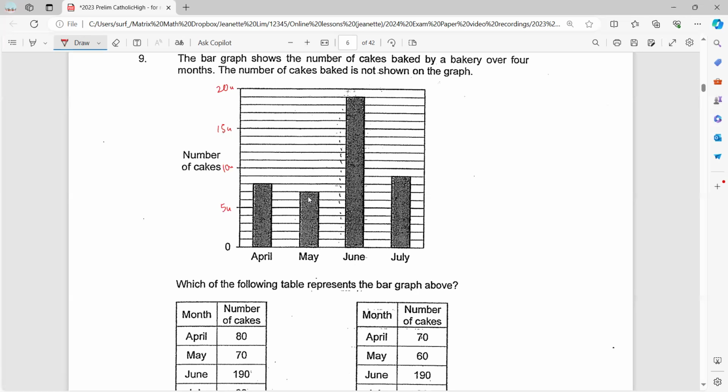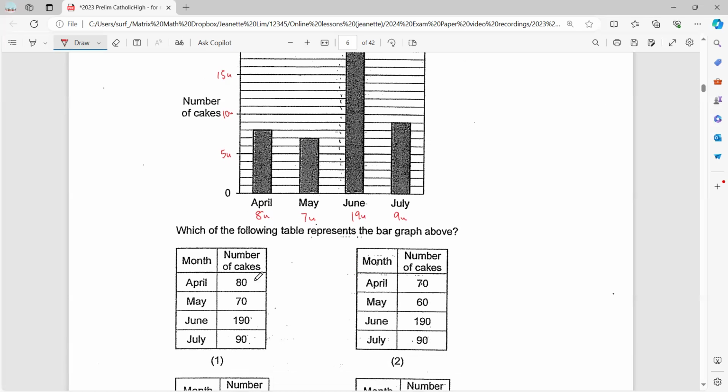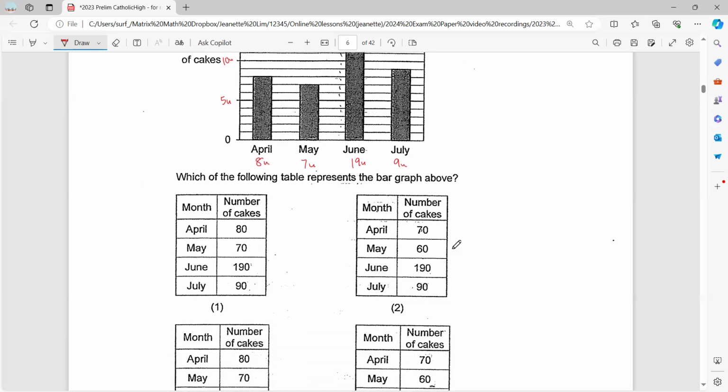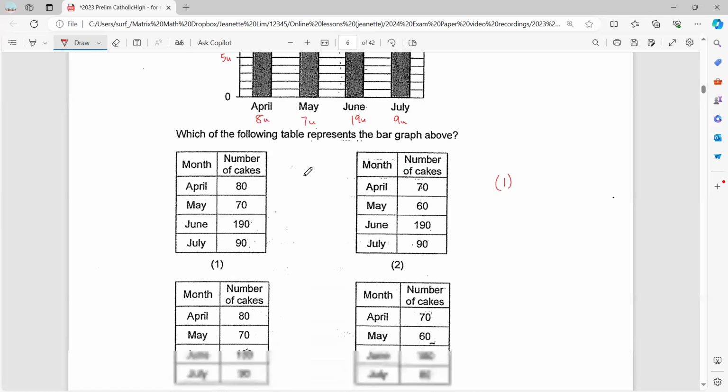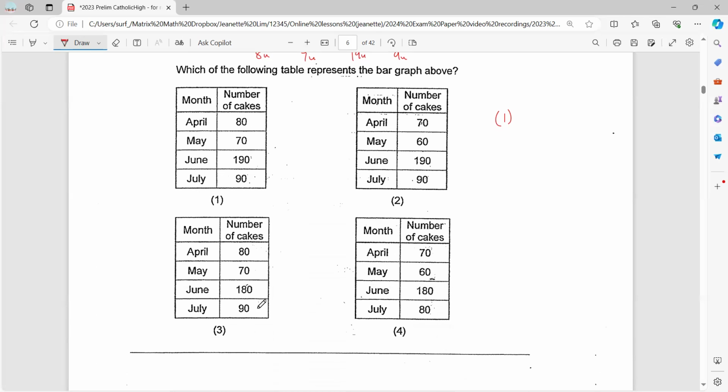So April is 8 units. May is 7. This is 19 and July is 9 units. Okay, look for numbers that are proportional to these values. So actually it's option 1 now. Okay, so 8 is 80, 7 is 70, 19 is 190, 9 is 90. So it is proportionally the same, whereas the rest are not.